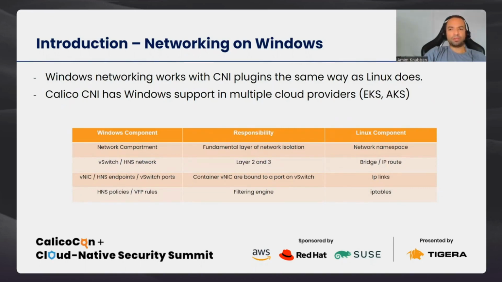This table shows the comparison across the Windows components and the Linux components in terms of networking. On the Windows side, we have a network compartment. In the Linux component, we have the network namespace. The next layer, you have the vSwitch or the HNS network as a layer 2 and layer 3. For the Linux side, you have the bridge and the IP route. Going on, you have the HNS endpoints. That's where you can bind your vSwitch port. And the Linux component, you have the IP links. The last layer is the HNS policies or the filtering engine. And one example on the Linux is iptables.